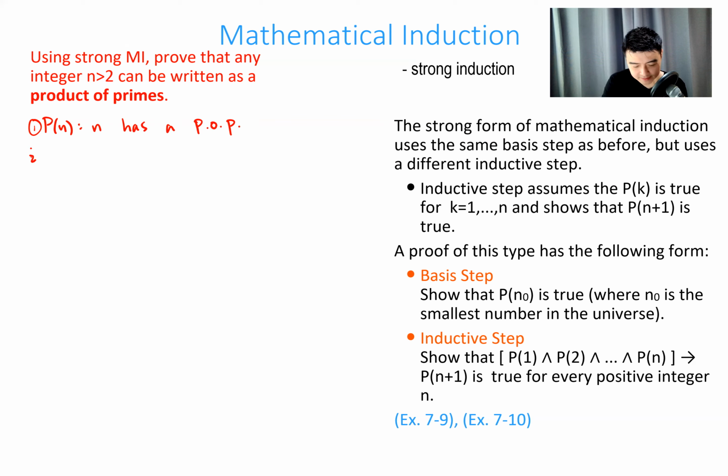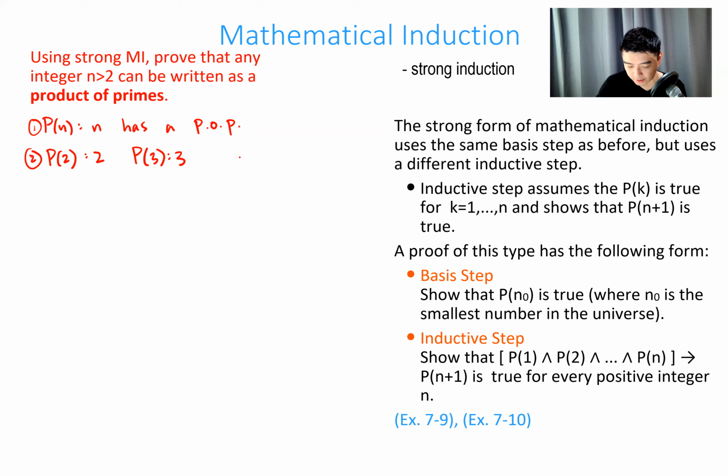The second statement is now I need to show some of the values that are on the small end. So I'm going to show P(2). Is P(2) true? Yes, 2 does have a product of primes because 2 is a prime number, so it's just 2. Now instead of stopping there, I need to make a few more statements. So P(3) is true as well because 3 has a product of primes.